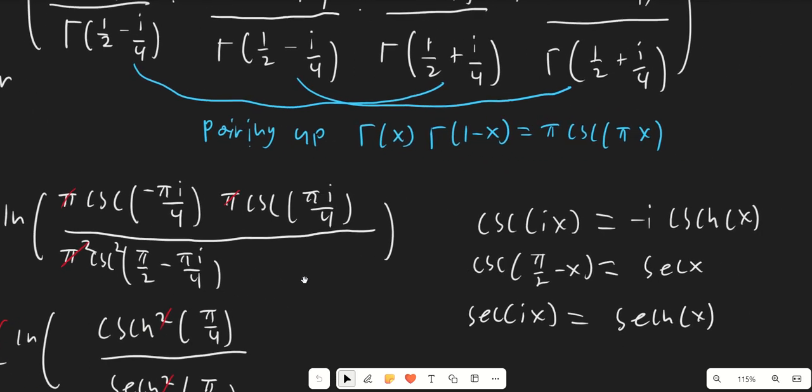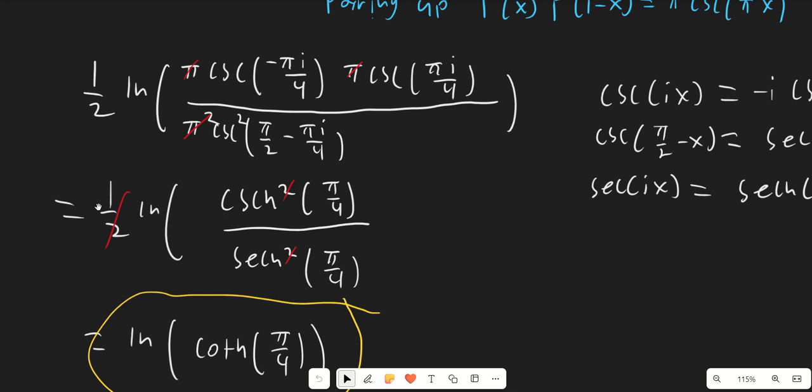Now we're going to apply a bunch of identities right here. First of all, cosecant of ix equals negative i times cosech of x. Then we get cosecant of pi over 2 minus x equals secant of x, and secant of ix equals sech of x. So on the bottom here, we're going to get secant squared of pi i over 4, which is just sech squared of pi over 4, right? And on the top here, this negative sign is going to come out, and then we're going to get two negative i terms multiplied together, which negative i times negative i is just negative 1, and then it's going to cancel with that negative sign. So we're just going to get cosech squared of pi over 4.